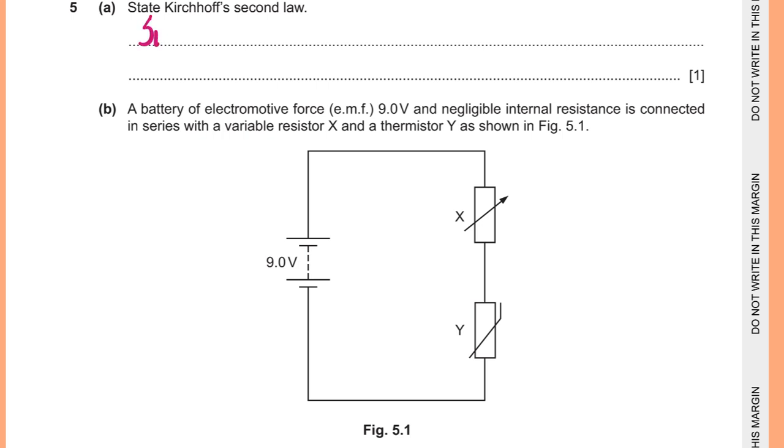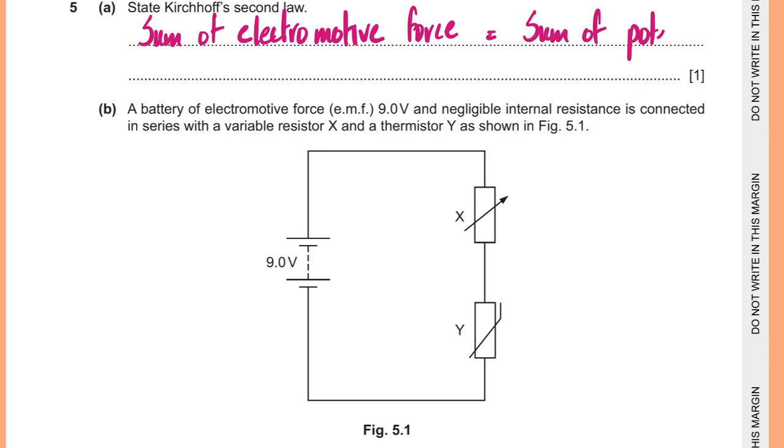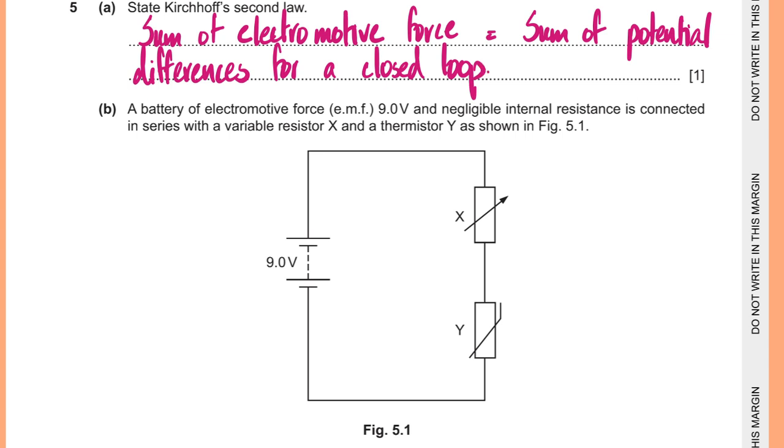So you say sum of EMFs, electromotive force, equals sum of potential differences or potential drops for a closed loop. This is what you have to say. So for a closed loop. If you miss out on saying the closed loop, you will not get the mark here.